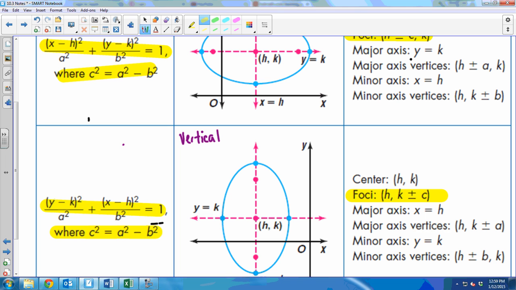Again, the stuff that's highlighted is the stuff on the red sheet. You don't have to draw the diagram.